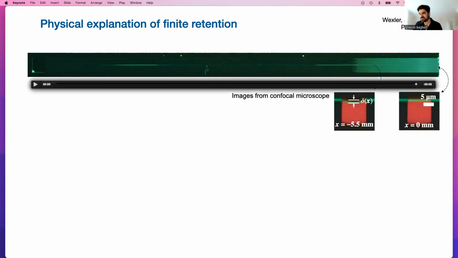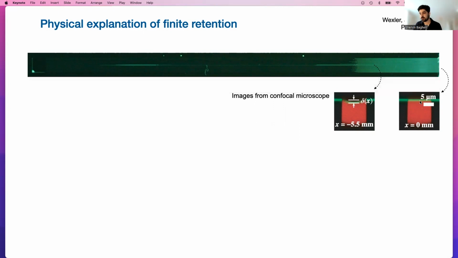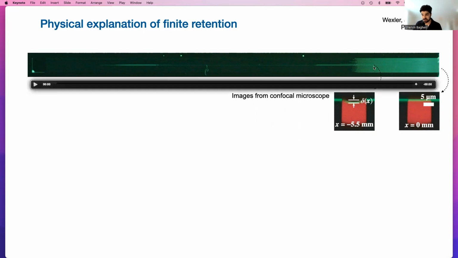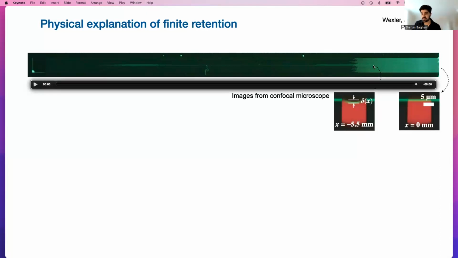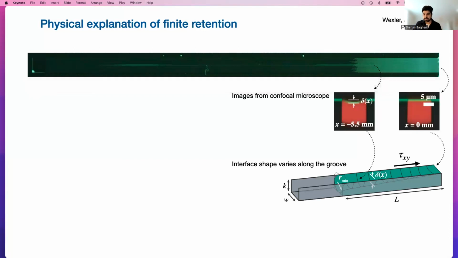If you look at the very downstream part of the groove, you see a flat interface, right? This is just before the reservoir. If you look further upstream of the groove, you see that there is a deflection of the interface, and this deflection is called delta. So you can see that there's a curvature of the interface upstream, but not downstream. In particular, this is a sketch also from their paper. You can see that the shape of the interface changes in the downstream direction.